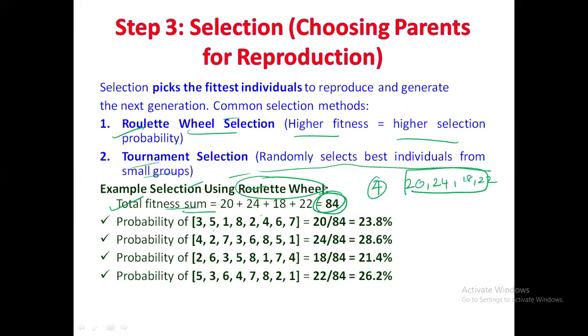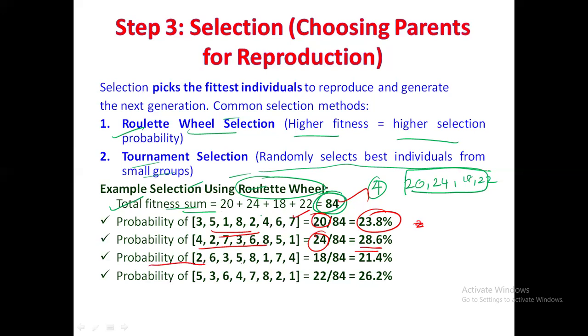And the probability we have to find out. How are we going to find it? The total value is 84. What is the fitness value for this chromosome? 20. So 20 divided by 84, we are getting 23.8 percent. We are calculating it as a percentage. Similarly, the second chromosome, the value is 24. 24 by 84, we are getting 28.6. You can use a calculator and calculate this value.